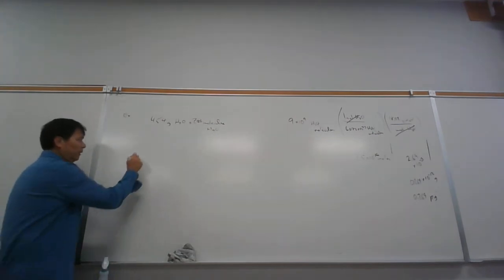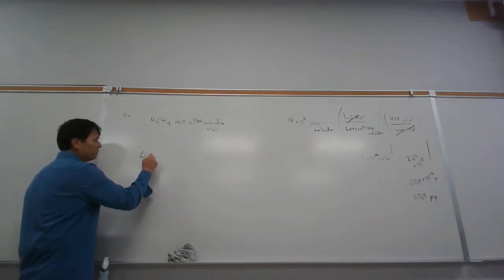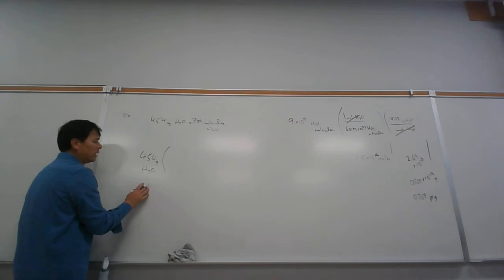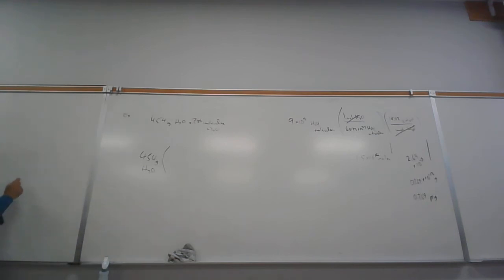And so in the stoichiometry map, we're going to have two important conversion factors. One is the molar mass. The molar mass tells us how much a mole weighs. So if we have 454 grams of H2O, then I have two masses for H2O.